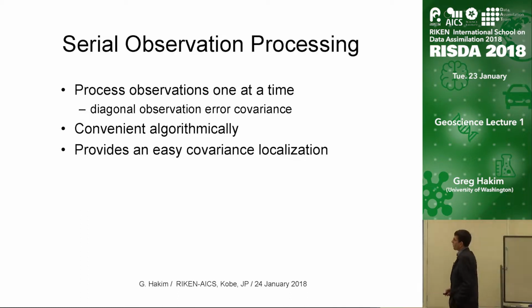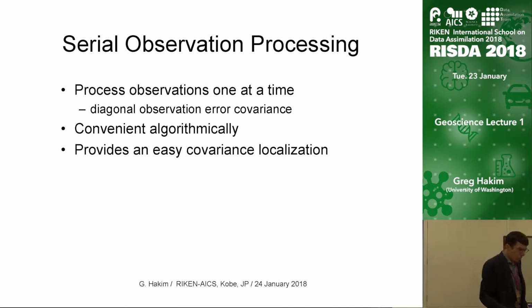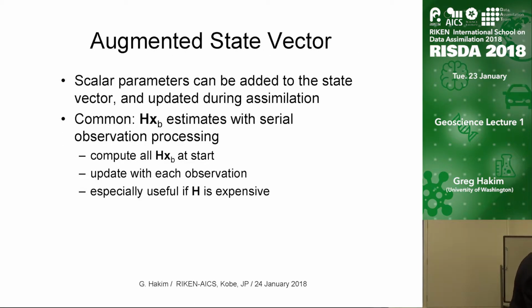With ensemble square root filters, one way to do the solve is to process the observations one at a time. This can be very convenient for the error covariance localization process. So we have a measurement, we know where it is, we know what its covariance with the state is, and we can apply a localization function in a very straightforward way for that situation. So that's one of the main reasons why that's popular.